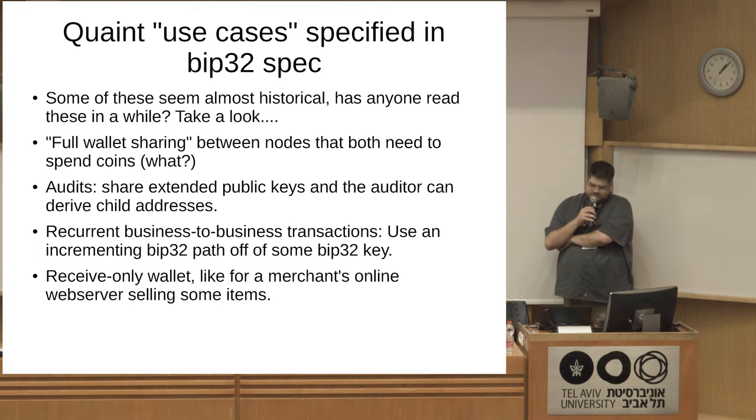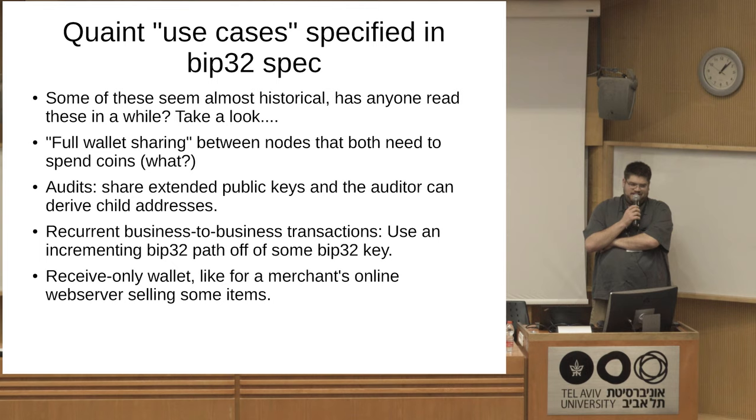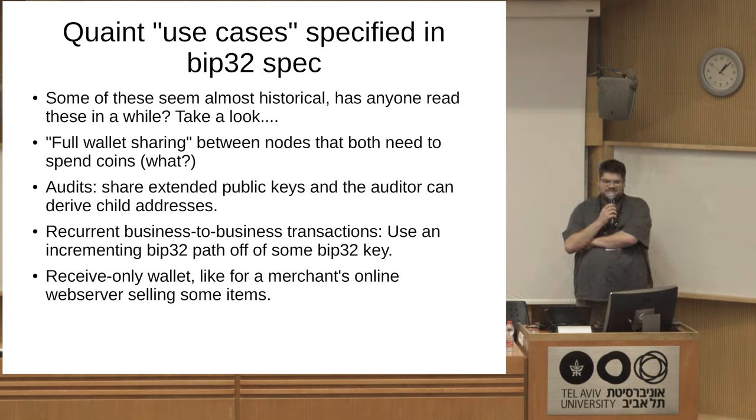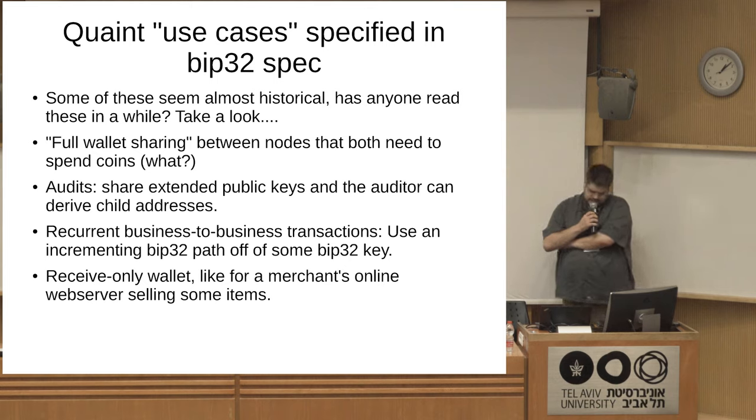I was rereading the BIP32 spec, and there were some interesting use cases mentioned that I didn't quite remember. They seemed a little odd, though. One was full wallet sharing, proposed as giving private keys through BIP32 to two different full nodes, the idea being that different parts of a company might have to separately be able to sign for payments. I found that kind of odd as a recommended use case.